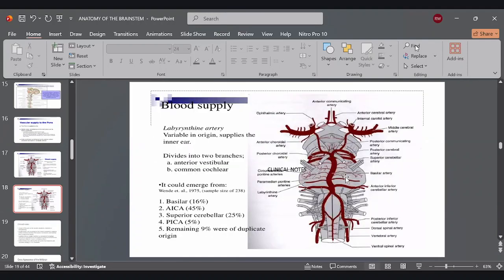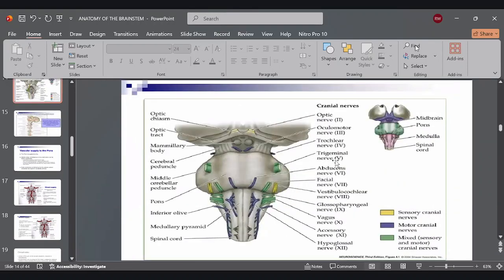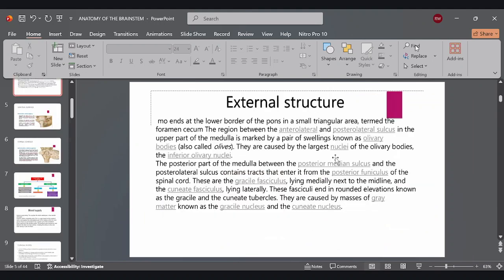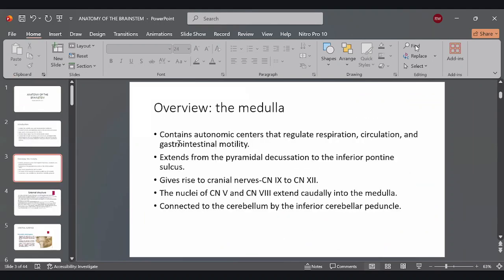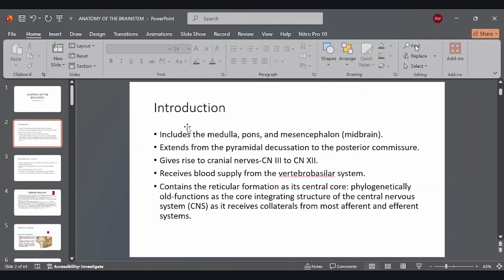Now let's go back to the first slide. The overview, the introduction, includes the medulla oblongata. We have talked about the medulla oblongata, the pons, and the midbrain. Now, it extends from the pyramidal decussation to the posterior mesencephalon. What you call the decussation is when the peduncles are moving in opposite directions. It is what we call the decussation. We'll talk more about it later.